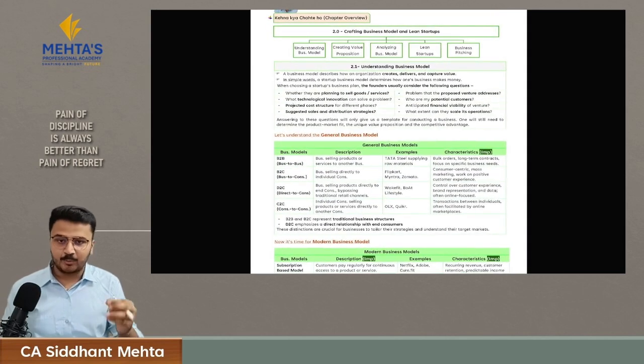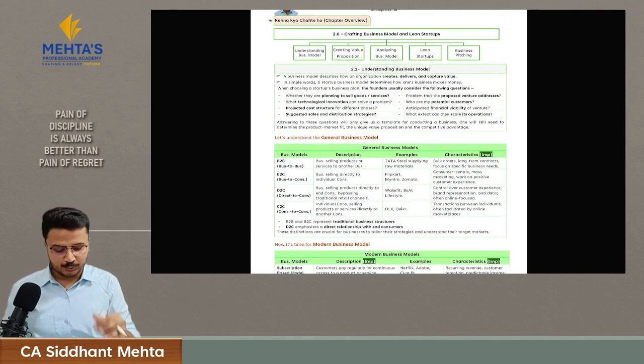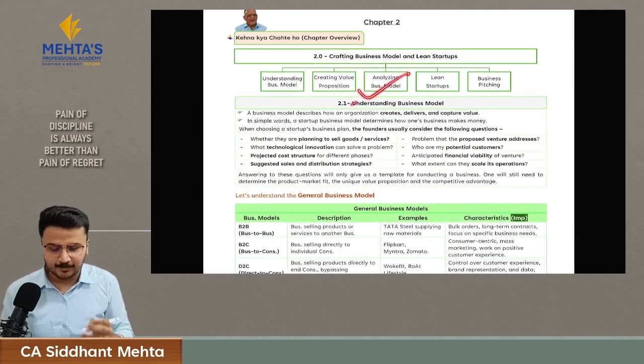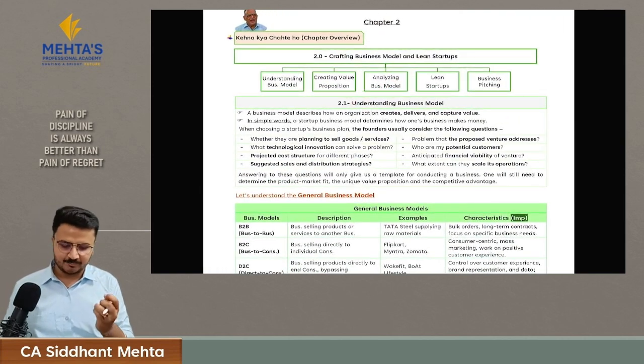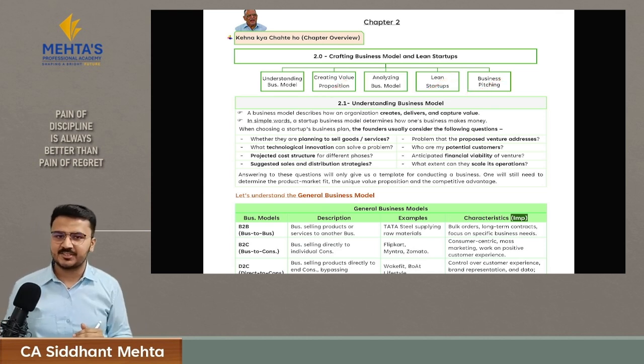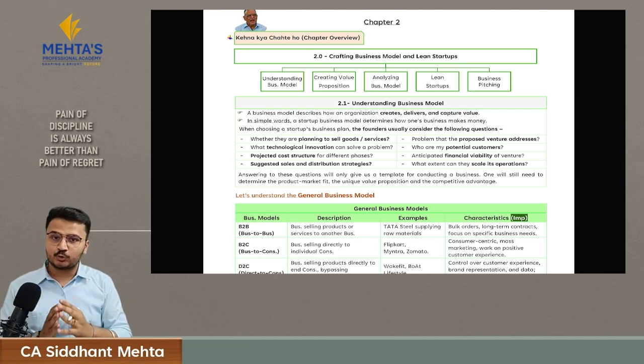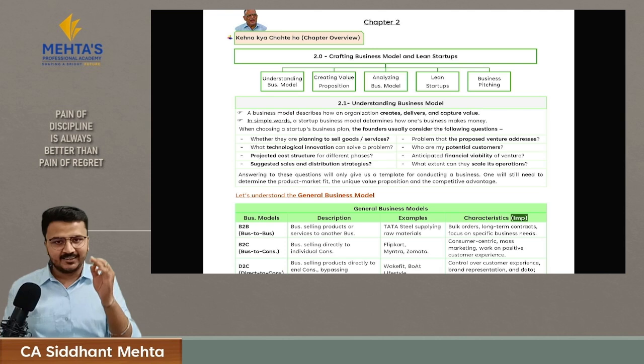startup. In chapter number 2 we will understand about business models. That means what are general business models like B2B, B2C, what are modern business models. Here we will also understand how to analyze these business models, and then we will understand a few terms like lean startups, value proposition, and different types of business pitching. Here we will not just understand this information, we will also relate this information with real life examples, by which it will be very easy for you to understand all these things. This is your chapter number 2 about business model.